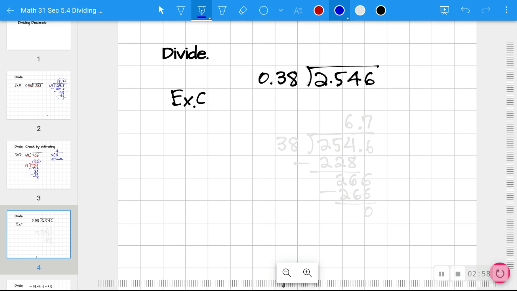Okay, here's one where we have to move the decimal 2 spots to clear it out of the divisor. So we have to move it 2 spots there too, and you get 254.6. Okay, groups of 38 that go into 254. 6 groups of 38. If you take 6 times 38, you get 228. And you can do that calculation on scratch paper.